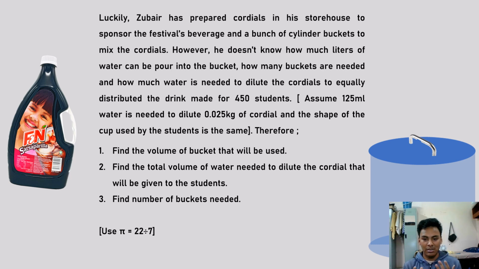So let's assume 125 milliliters of water is needed to dilute 0.025 kilograms of cordial, and the shape of the cup used by the students is the same. Therefore, we have three objectives in this problem statement. First is to find the volume of the bucket that will be used. Second is to find the total volume of water needed to dilute the cordial that will be given to the students. And lastly, find the number of buckets needed. And we'll be using pi equals 22 over 7.